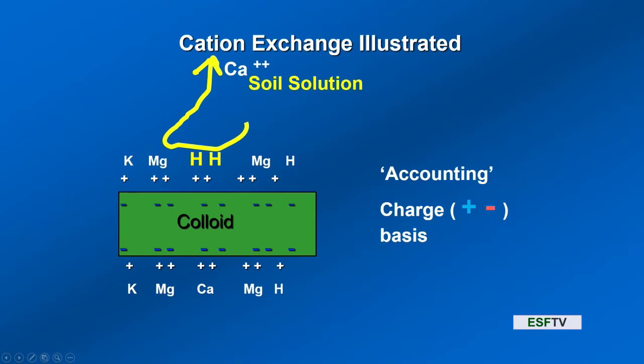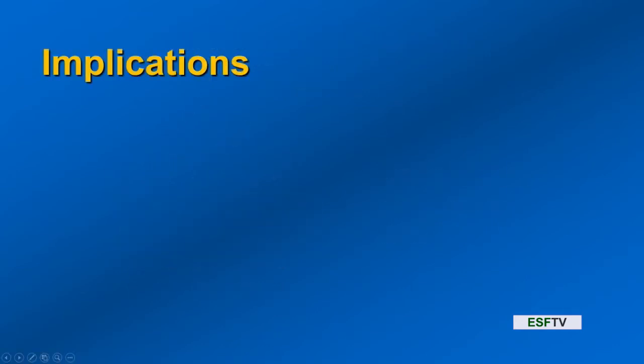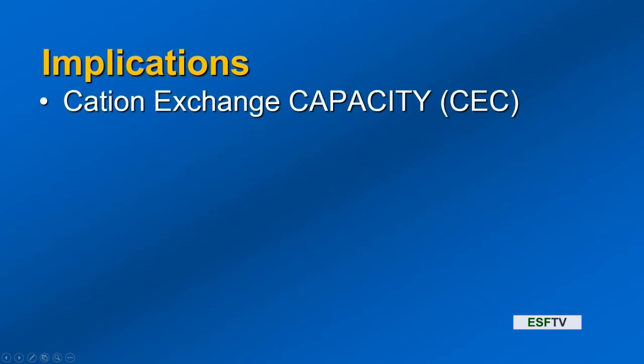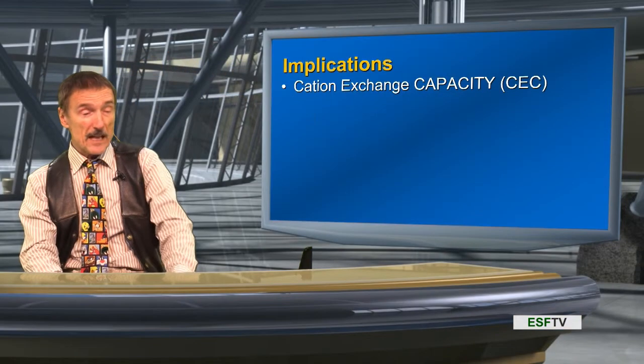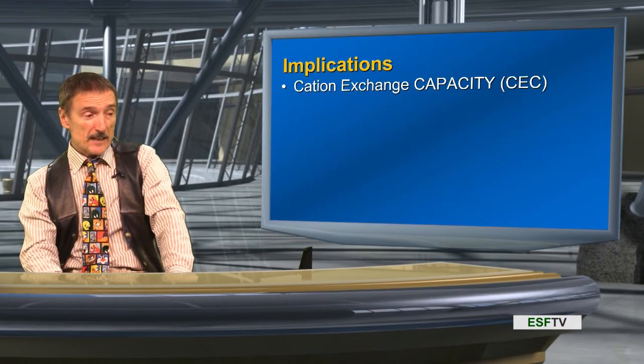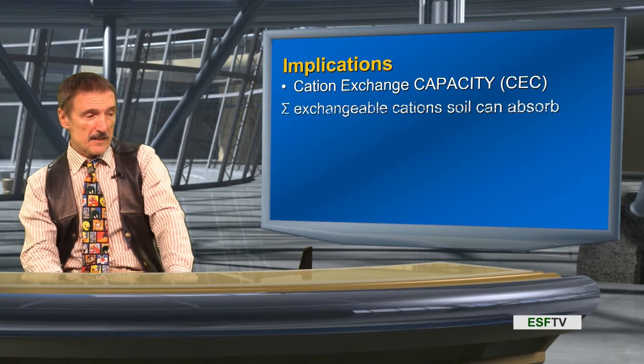So the accounting is on a charge basis. A plus charge will balance a minus charge. So we like to keep track of this on a charge basis. And so we're going to introduce the units of charge for cation exchange capacity. So, some further implications. We can measure the capacity of these colloids to store, to hold, to adsorb cations. And we call that cation exchange capacity, CEC. CEC, cation exchange capacity.